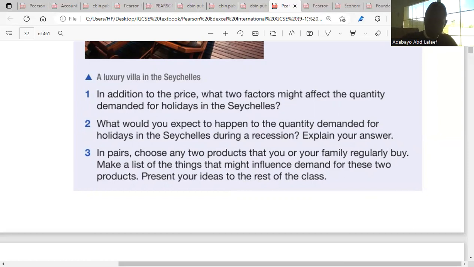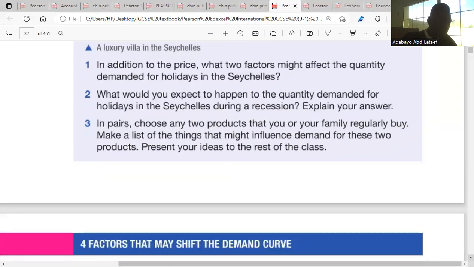So that's the first question, which I answered already. The second one said, what would you expect to happen to the quantity demanded for holidays in Seychelles during a recession? Explain your answer. Recession means a decline in economic activity. And when there is a decline in economic activity, this might lead to unemployment. If there is unemployment in the economy, the income of people would reduce. And remember that a holiday is a luxury. So as the level of income falls, people might stop holidaying in the Seychelles.